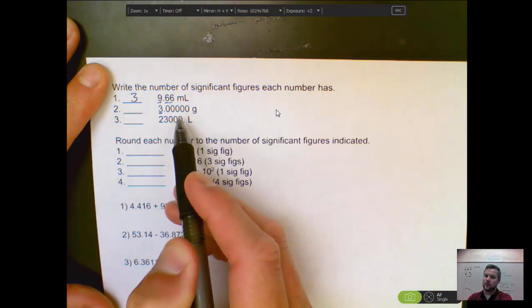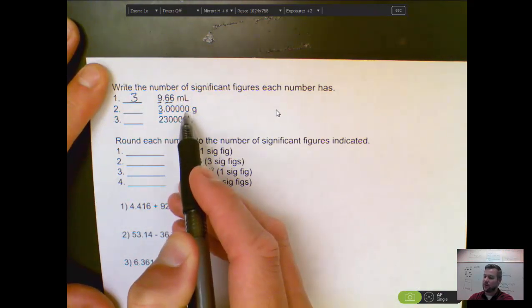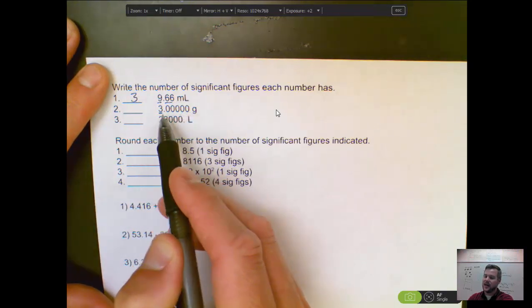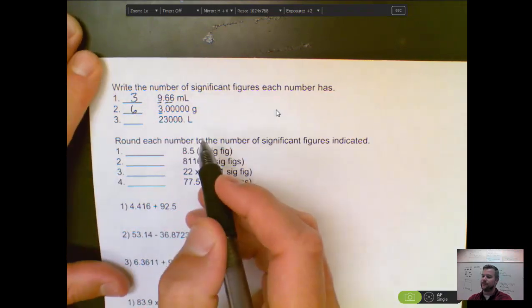Do I see sandwich zeros? No, but I do see zeros here. All 5 of these zeros are on the right-hand side of 3, and I see a visibly drawn decimal point. So that makes 6 sig figs.